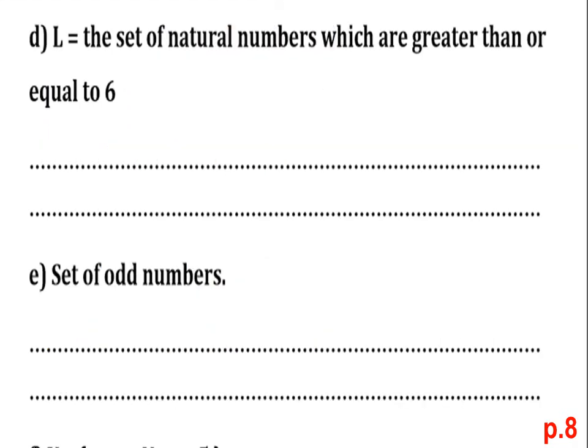And now in letter D, the set of L equals the set of natural numbers which are greater than or equals to 6. Here the set of L is natural numbers, so we are going to write natural numbers greater than or equals to 6. So we are going to write 6 and the numbers which are greater than 6. So L equals the set of 6, 7, 8 and so on. Why did we write 6? Because it says here greater than or equals to 6, so we have to write the 6 with us. So the set of L equals 6, 7, 8 and so on, 6 and more.